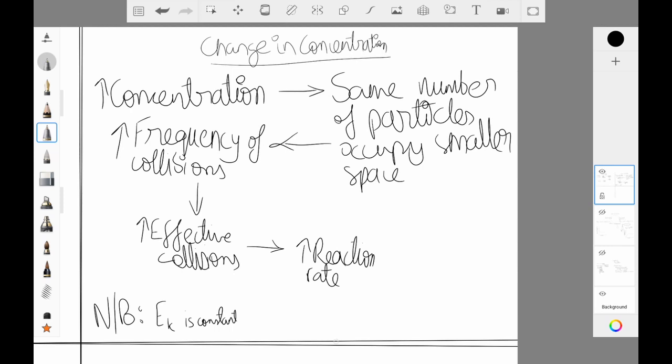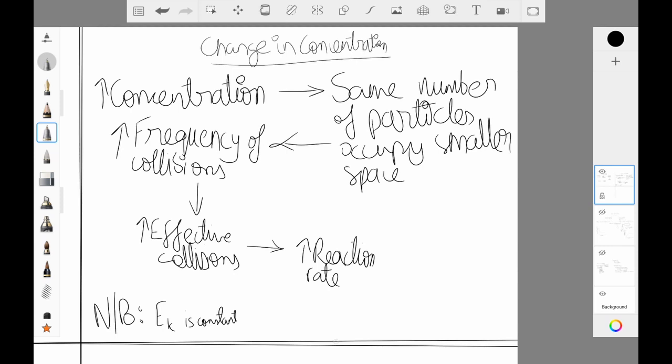It will remain the same because I'm not really adding or removing energy. I'm just taking the particles and shoving them in a smaller room, in layman's terms. And obviously, because the effective collisions are increasing, the reaction rate also increases. And then by proxy, if I were to do the opposite, decrease concentration, you would say that the frequency of collision decreases, and the reaction rate also decreases. So that's the change in concentration done.